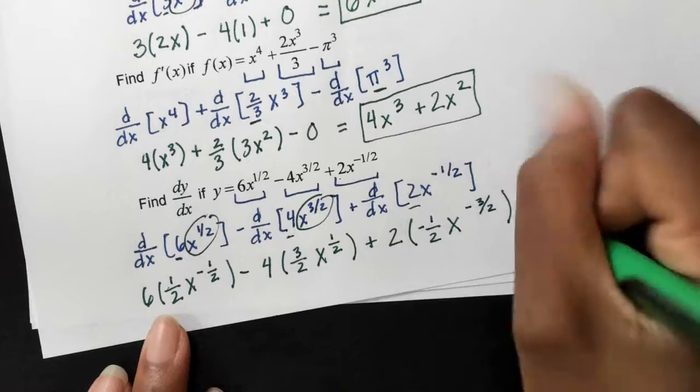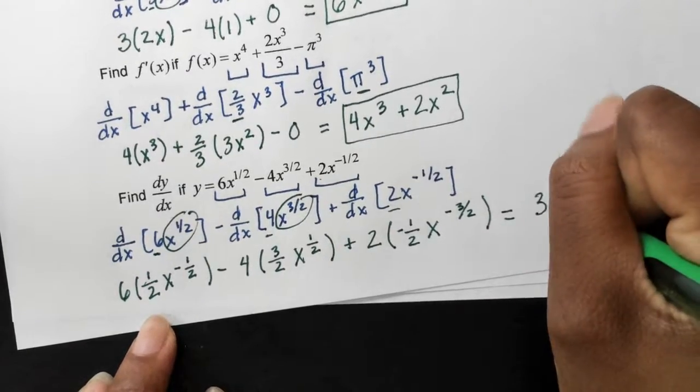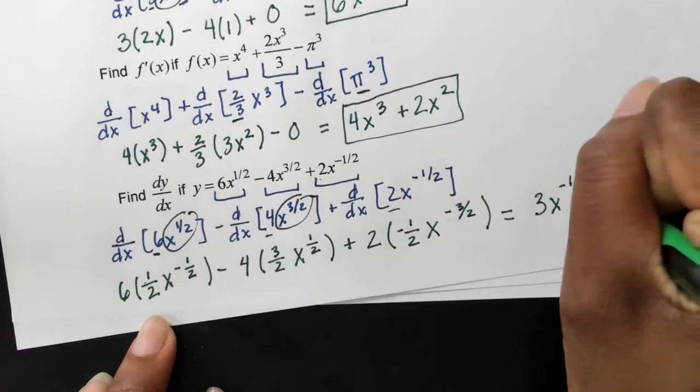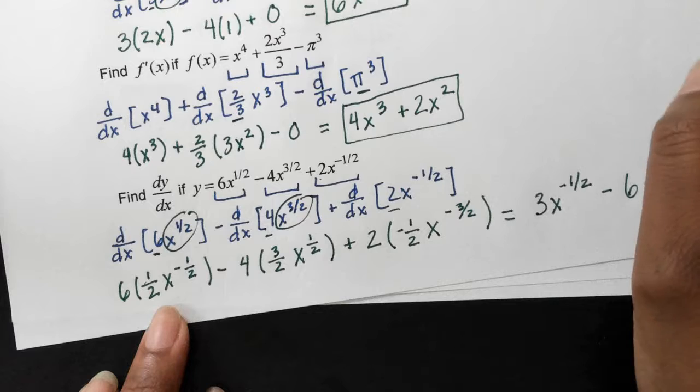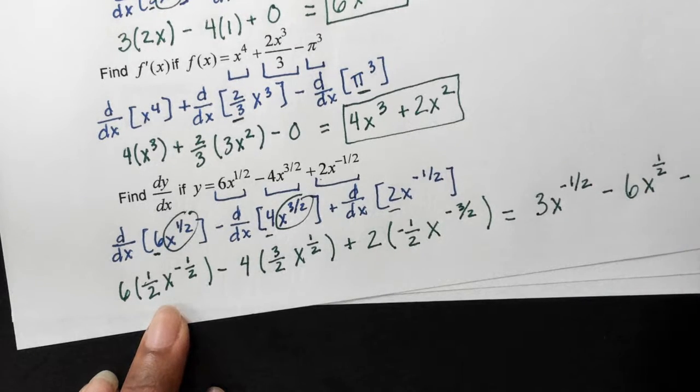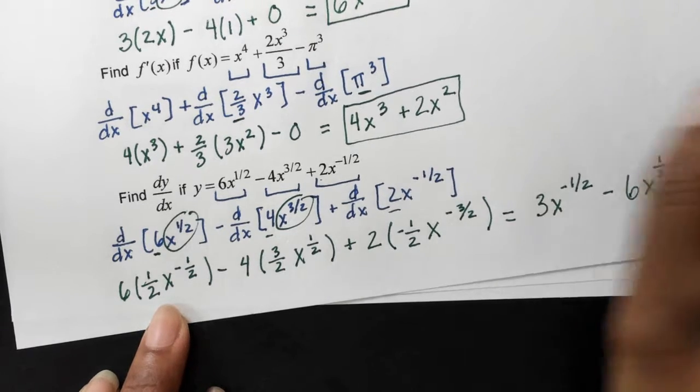And when we simplify everything, we'll have 3x to the negative 1/2 minus 6x to the 1/2 minus x to the negative 3/2.